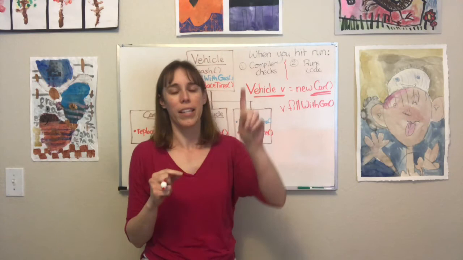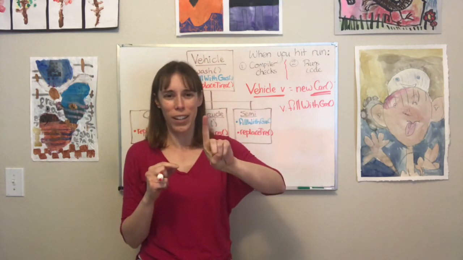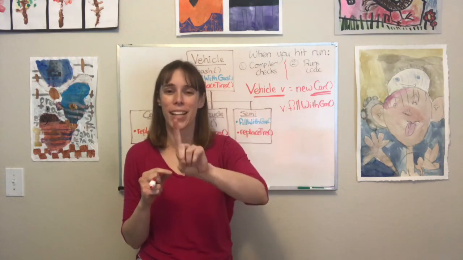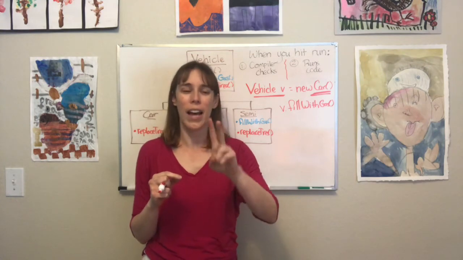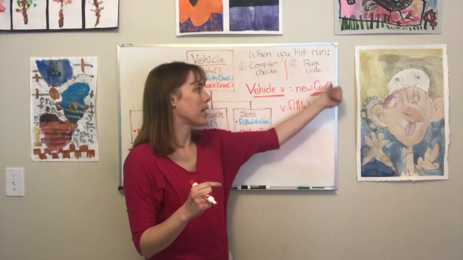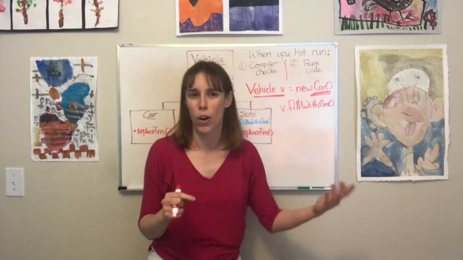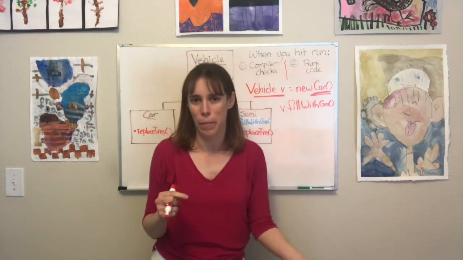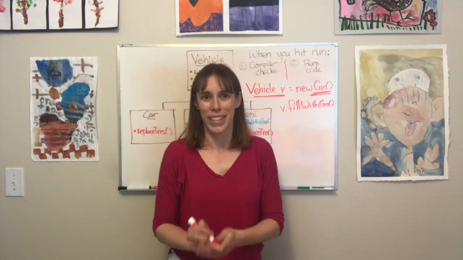Okay, so two things. First, the compiler checks, and you have to write code that passes that check, and then it will run as whatever you created it as. If you created it as a car, it'll run as a car. If you create it as a semi, it'll run as a semi. Okay? All right, next piece.